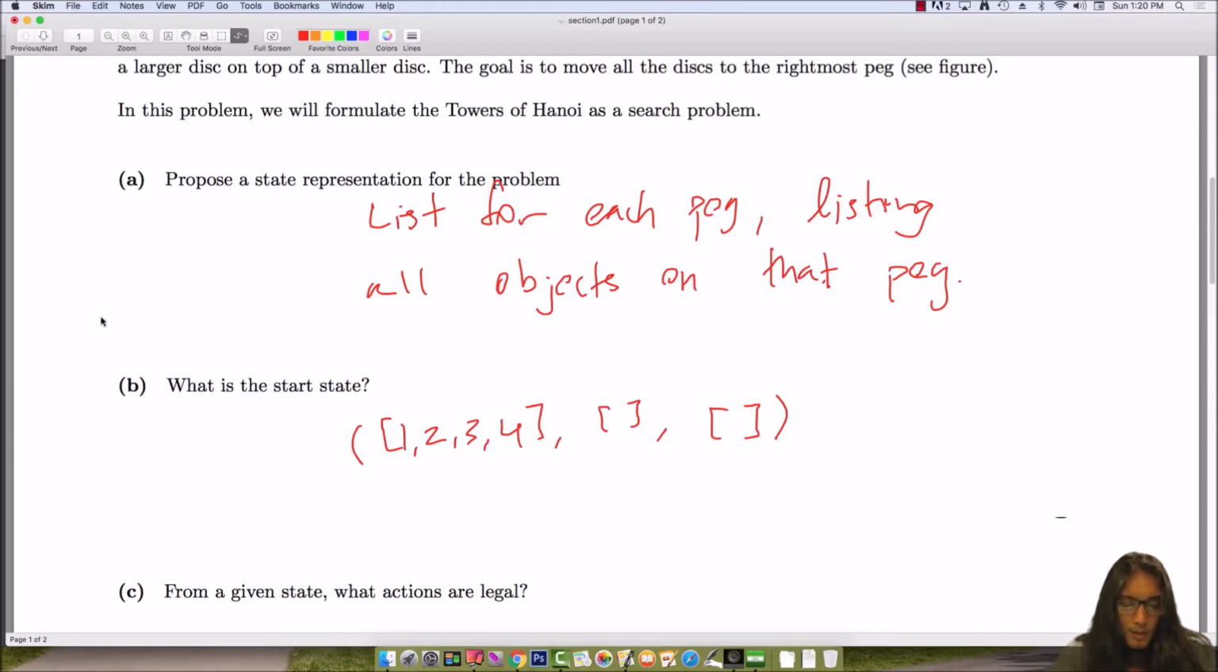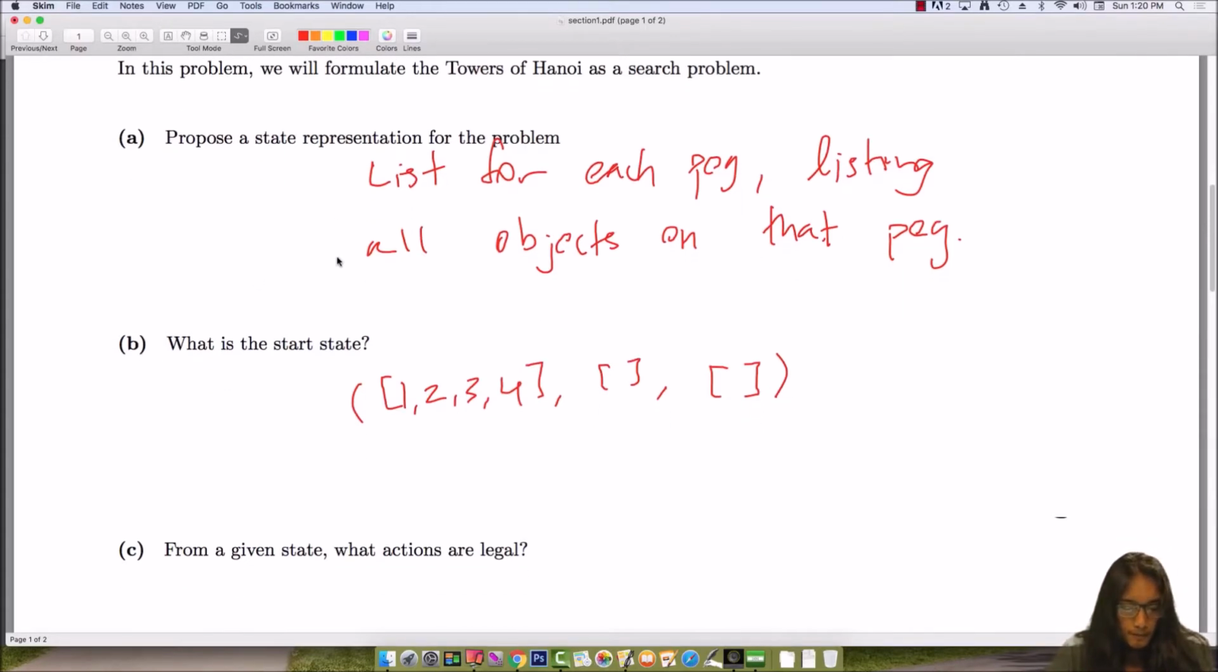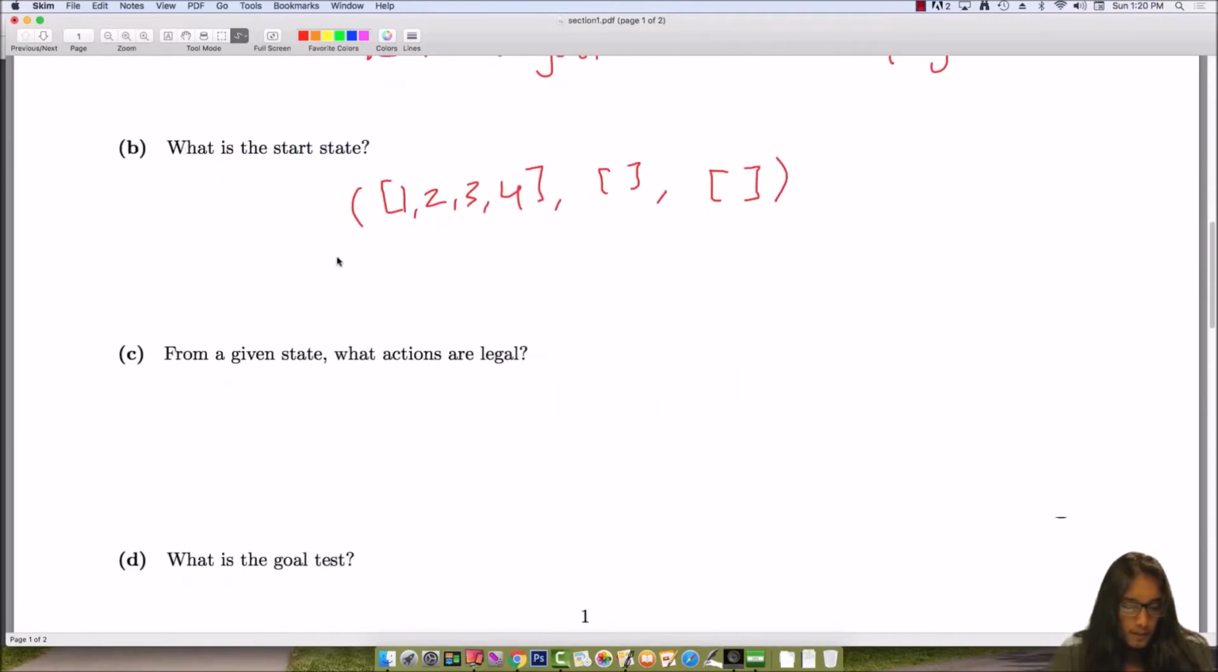Perhaps up here in part A, you could have written a more symbolic representation of what the state is. Maybe something like some sort of list comprehension or something like that. But it's not strictly necessary for this problem. The important thing is just to understand what this state representation looks like, right? So writing it in words would also be sufficient for this problem.